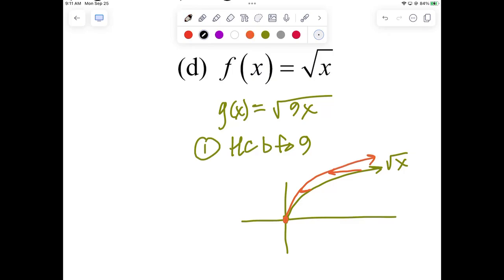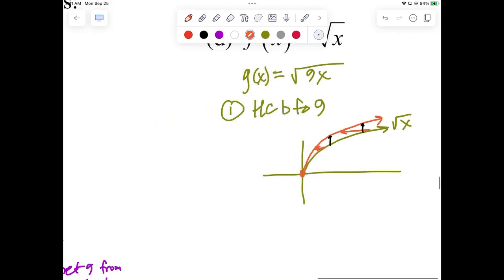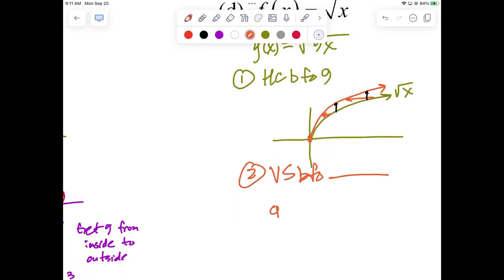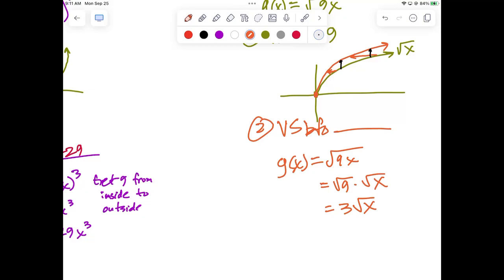Well, I claim that I can also make the same graph by vertically stretching it by some amount. The question is, what is that amount? Well, let me come down here and say a vertical stretch by a factor of question mark. We just do the math. If we have g of x equals the square root of 9x, how do I get the 9 from the inside to the outside? Square root. That's the same as the square root of 9 times the square root of x. And what's the square root of 9? 3. So I get 3 square root of x. So it ends up being a vertical, vertical what? Stretch by a factor of 3. Ain't no thing, nothing to it.